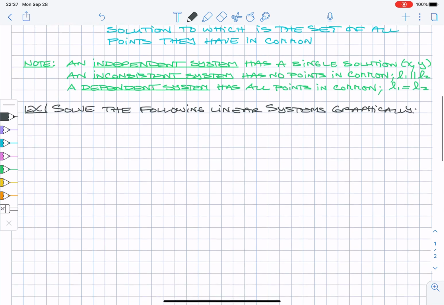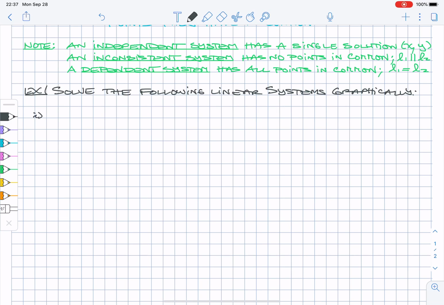Okay, so number 1, let's say we have 3x minus 2y is equal to 6. And what shall we do? Let's do x plus 2y is equal to 2 for the other guy. So let's solve this system graphically. Okay, so x and y coordinate axes.